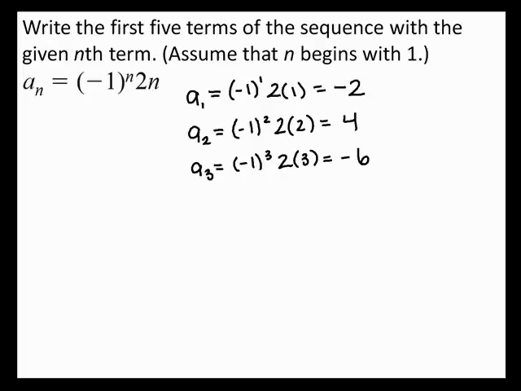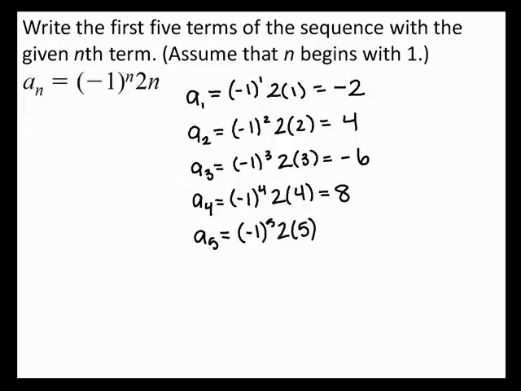Substitute 4 in for n. Simplify (-1)^4 and 2 times 4. You find that a sub 4 is equal to 8. Substitute 5 in for n. Simplify (-1)^5 and 2 times 5. You find a sub 5 is equal to -10. The first 5 terms of the sequence are -2, 4, -6, 8, and -10.